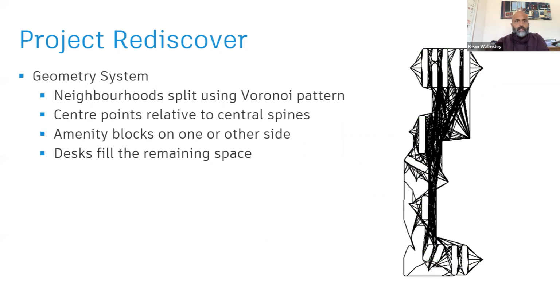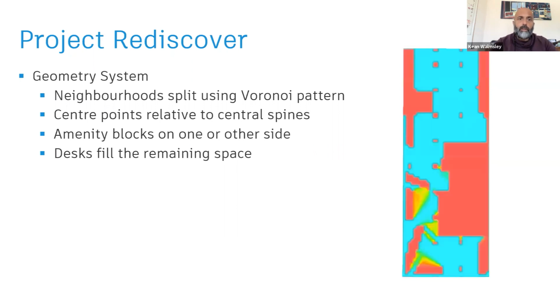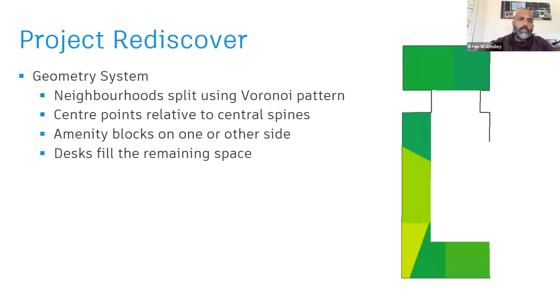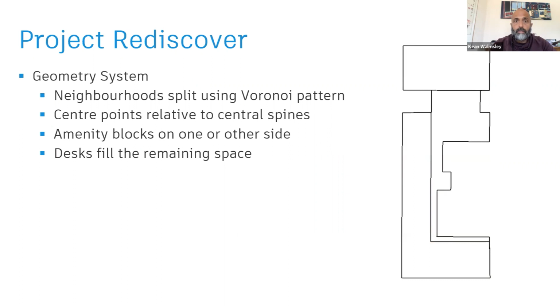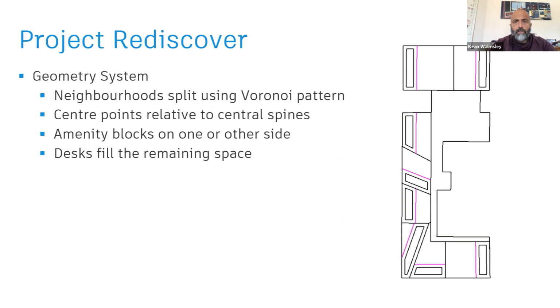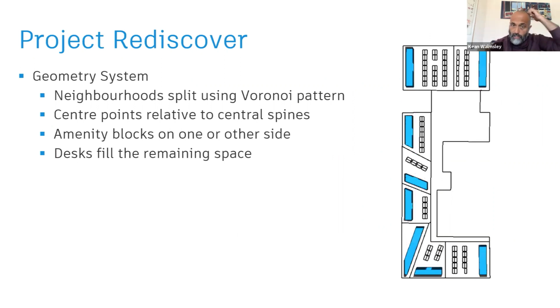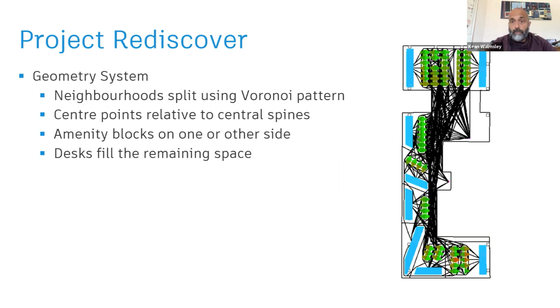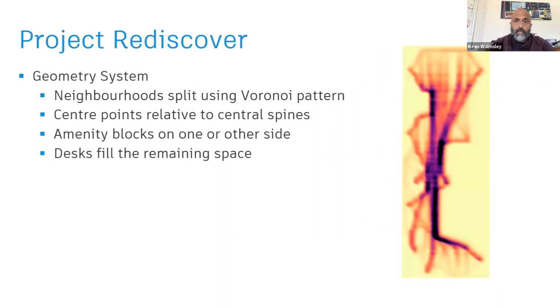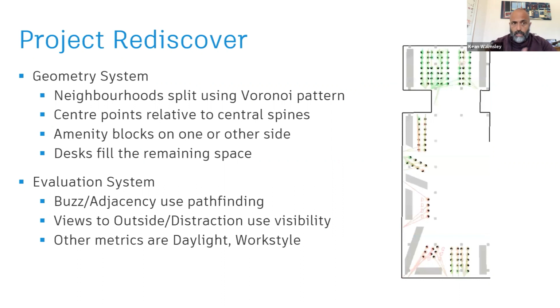So in the geometry system, we're splitting essentially a floor plan according to neighborhoods by using a Voronoi pattern. And the center of the various Voronoi cells are relative to spines that pass through the building, and then amenity blocks are placed either on one side or the other of those central spines or of the neighborhood splits, and then the desks will fill the remaining space.